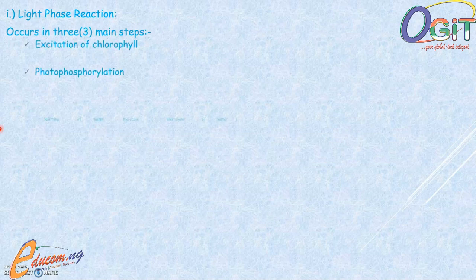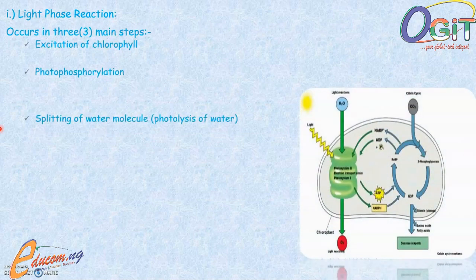Light phase reaction occurs in three main steps. The first step is the excitation of chlorophyll, second is the photophosphorylation, and the third step is the splitting of water molecule, which is otherwise known as the photolysis of water.